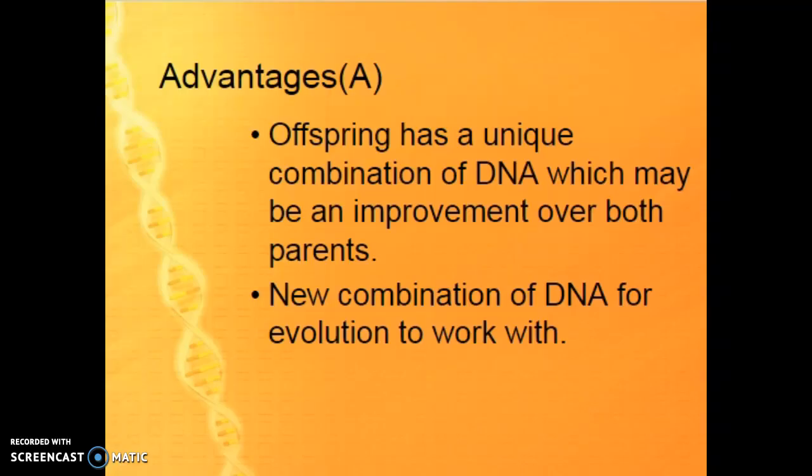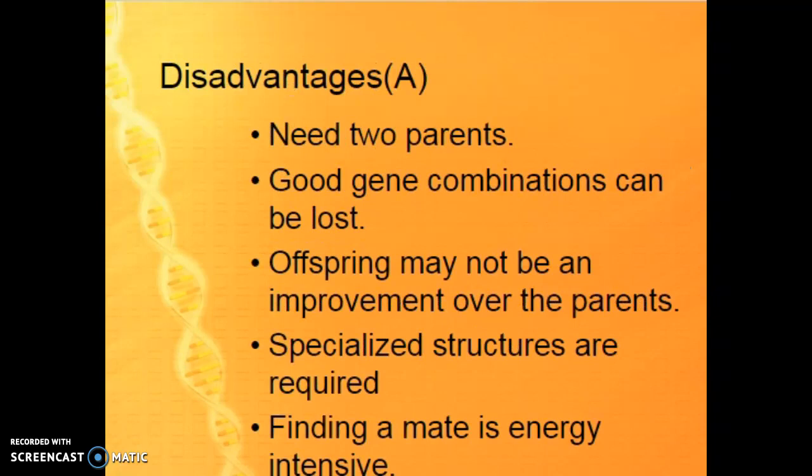So in terms of advantages of sexual reproduction, the offspring is going to have a unique combination of DNA, which may be an improvement over both parents, may not be. The new combination of DNA is definitely going to be great for evolution because there's going to be new traits to work on. Of course, there are disadvantages.